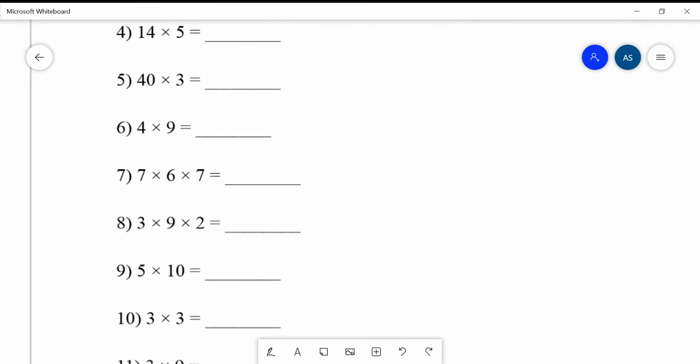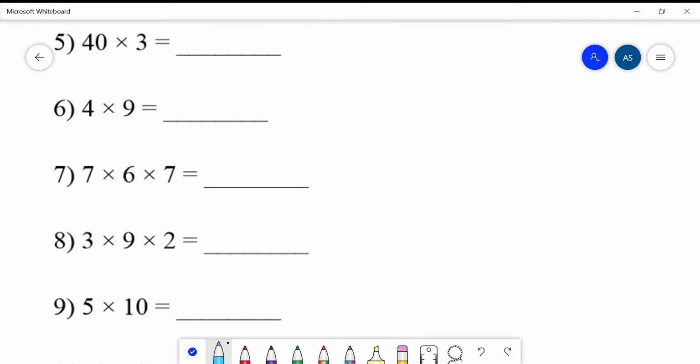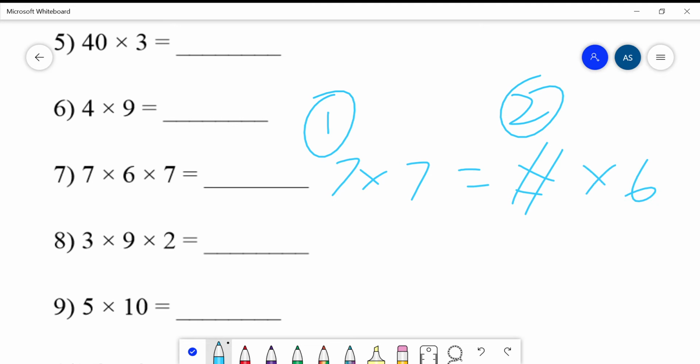Oh, and if you look at number 7, we have 7 times 6 times 7. For a question like this, it does not matter how you solve the multiplication as long as you multiply everything all together. So you're going to do maybe these two numbers first, and then you're going to do the answer times number 7. Or you could do 7 times 7 first, right? And then you're going to get your answer, and then your answer times 6, right? It does not matter how you do it as long as you multiply everything.